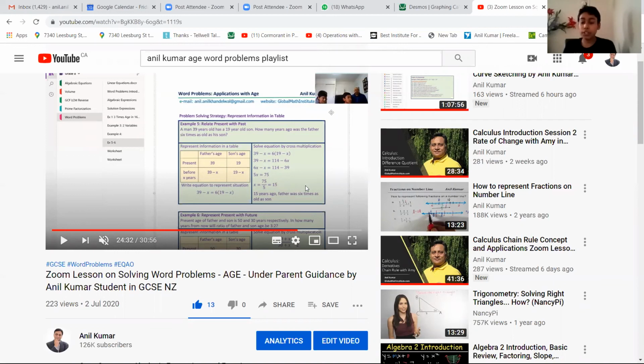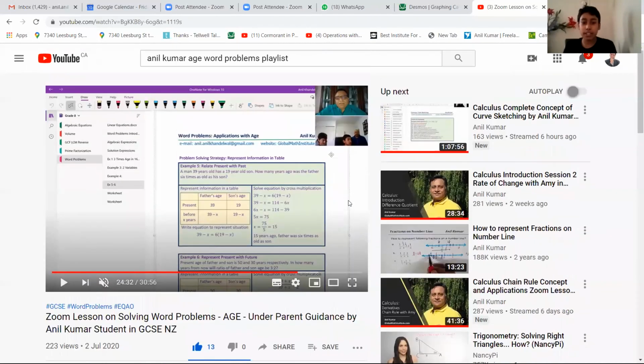Correct. So we are able to know how many years ago was the son and father six times its age. So then we would just do 39 minus 15, which would just be 24 years old, and then we would do 19 minus x to find out how much it is when checking our answer. That is so right.